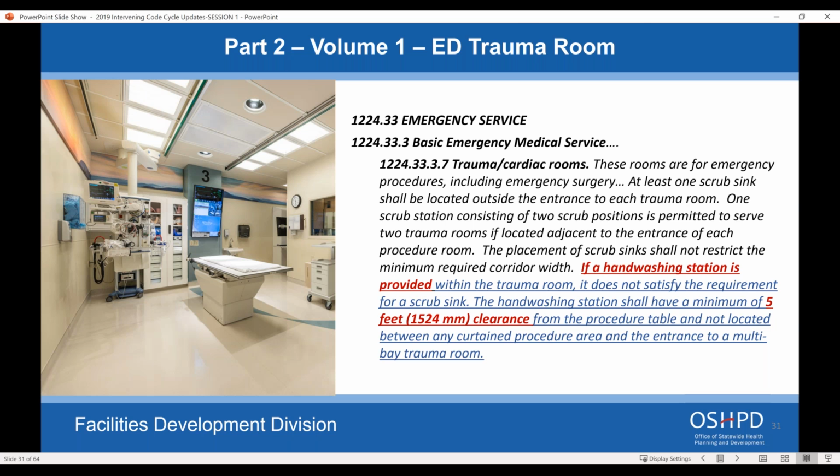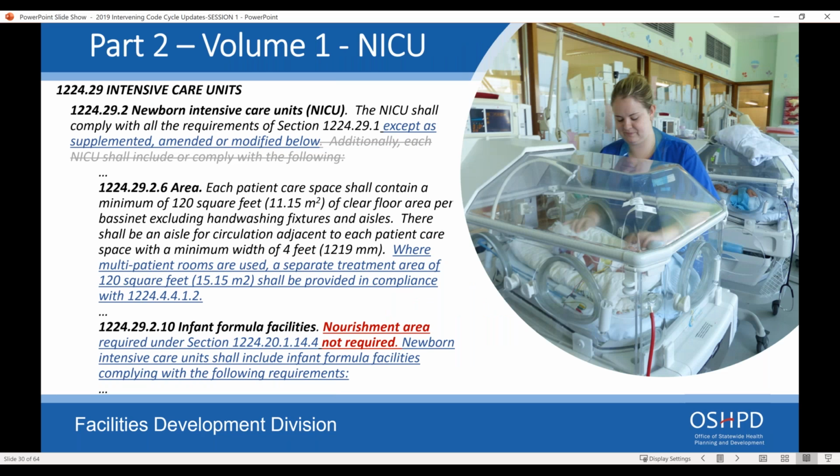In addition to that, I'm going by memory here because this thing's not moving very fast. It also pointed back and required a nourishment area. A NICU does not require a nourishment area. It does require an infant formula area. So the nourishment area has been eliminated as a requirement. It still points back by saying nourishment area is not required under this for a NICU.